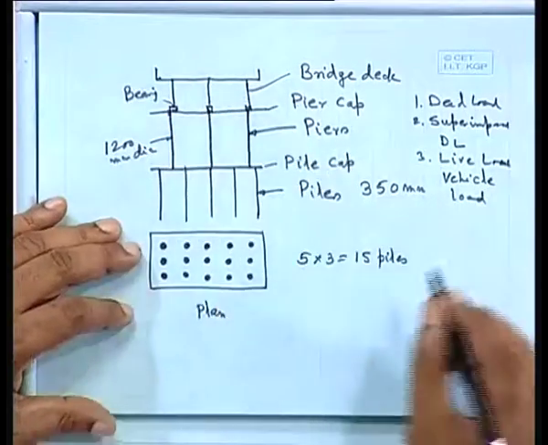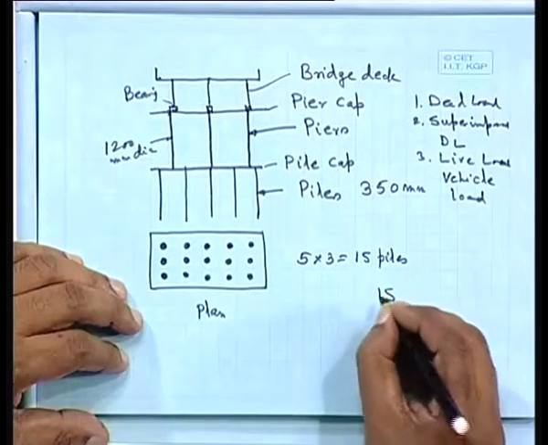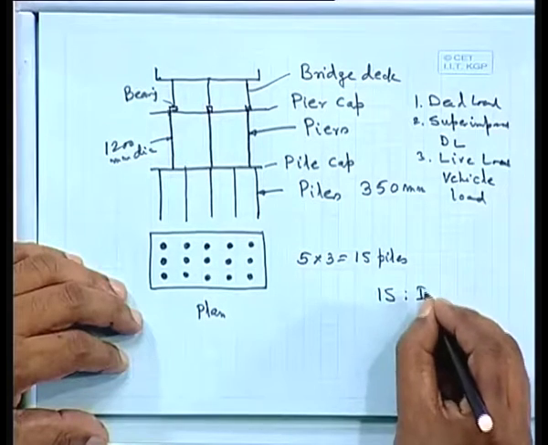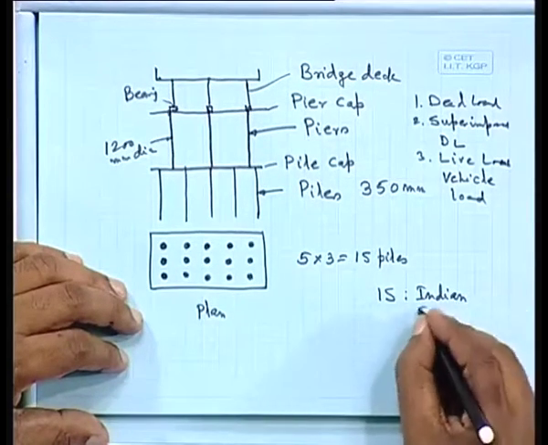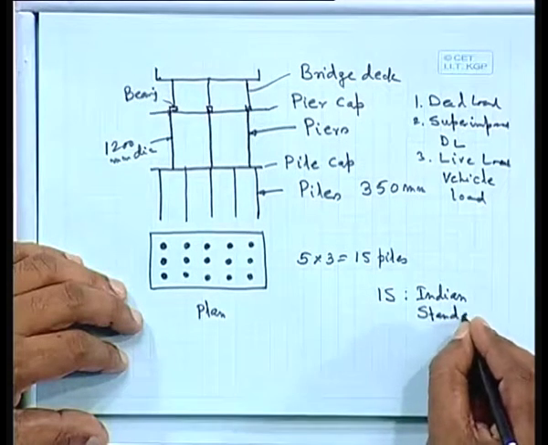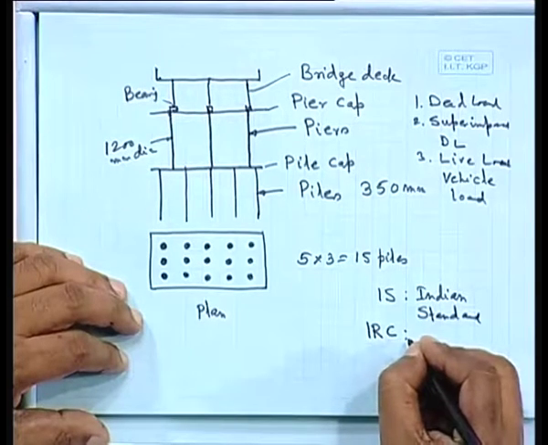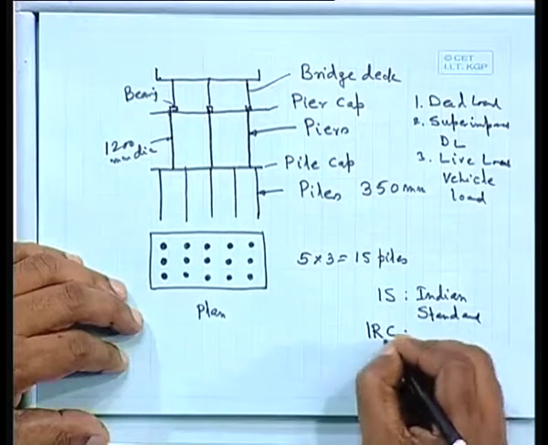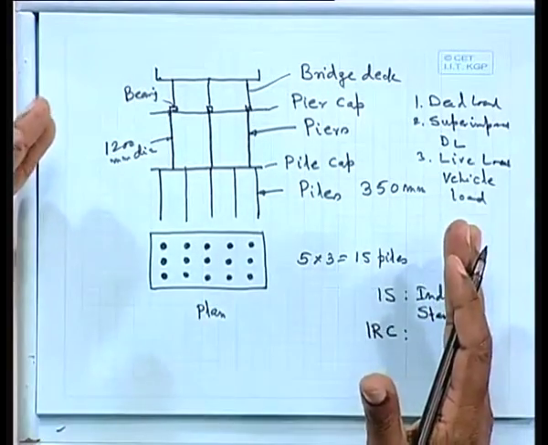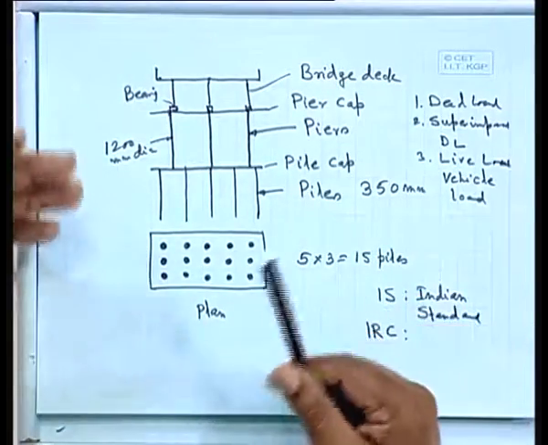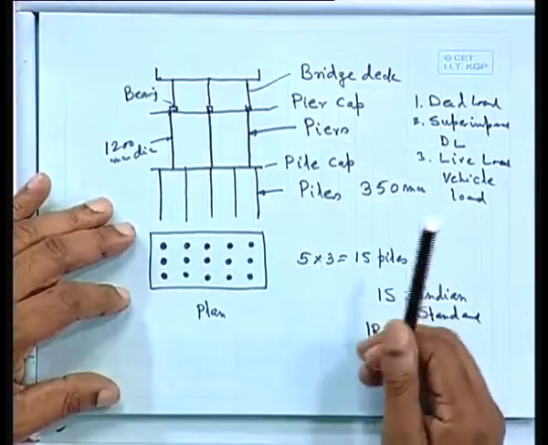Just for your reference I shall tell you, so far you know IS, Indian Standard. Another one is for roads, that is IRC, the Indian Roads Congress. Those codes are available for roads, and also for pavements and bridges. So those things are available here.